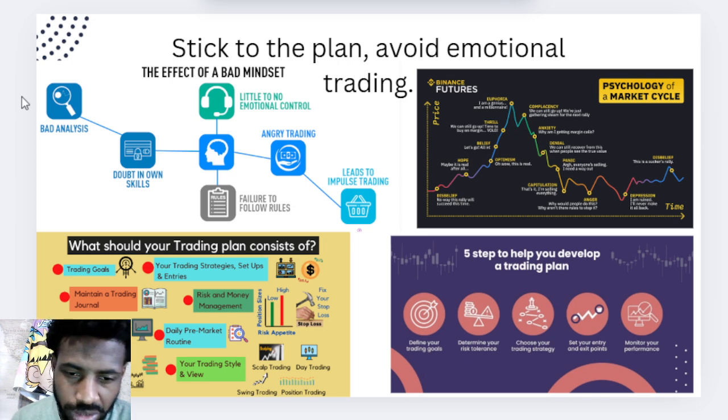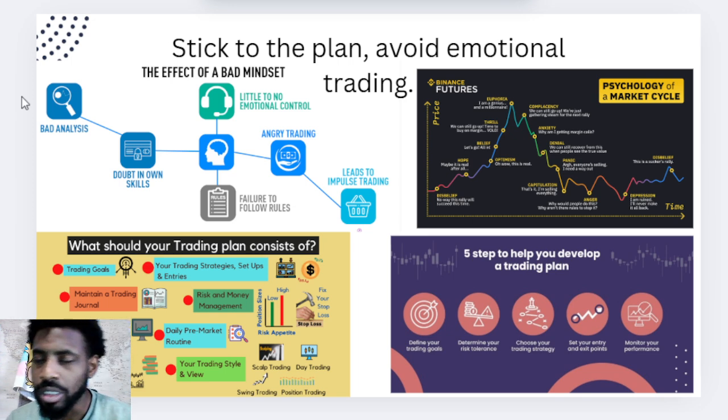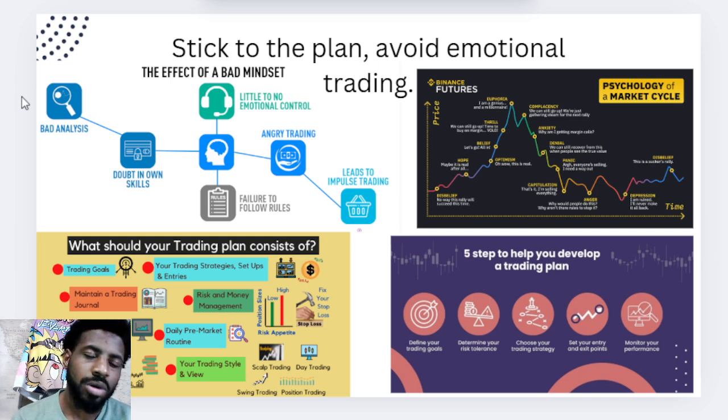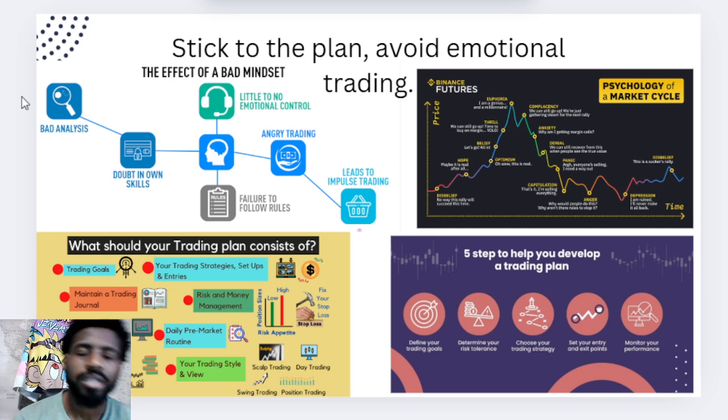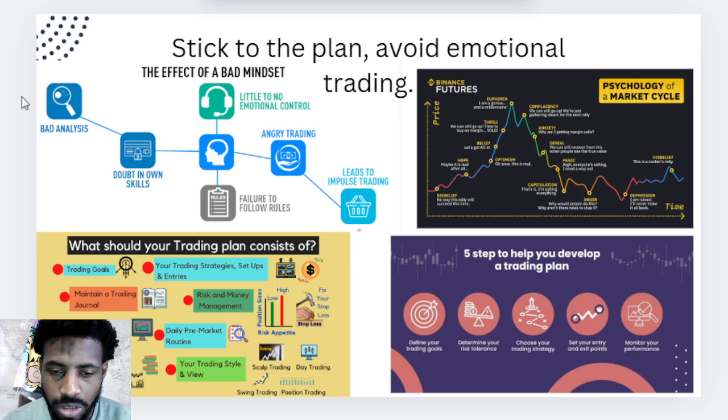Determine your risk tolerance. Determine what I'm risking based on my account. $100, which is what I'm risking. I feel comfortable with per trade. I want to lose 2 trades and I'm done for the day. Those are very important when it comes to risking your risk.